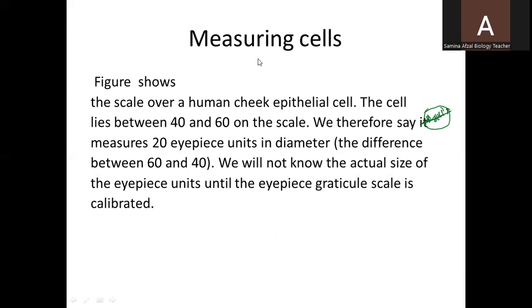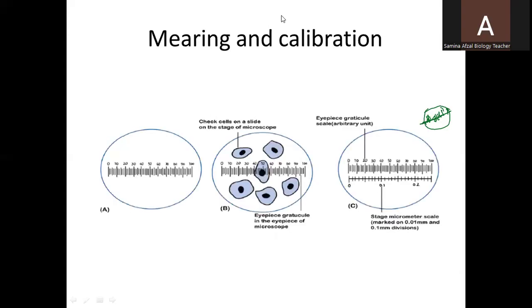So how can we make use of these two scales? How can we measure the cells under the microscope? Here you can see the eyepiece reticule scale over human cheek epithelial cells. If you want to observe these cheek cells, they are mounted on a glass slide, and that glass slide is kept on the stage. You want to observe this cell.